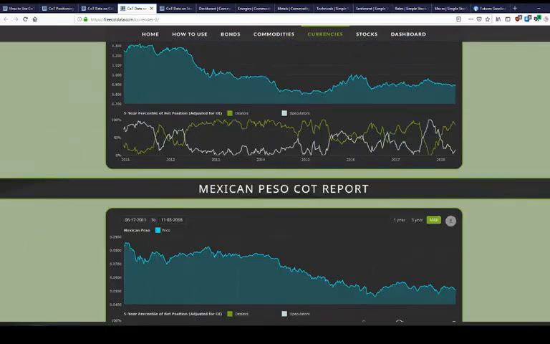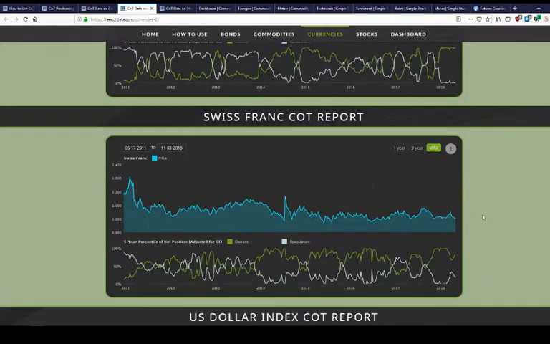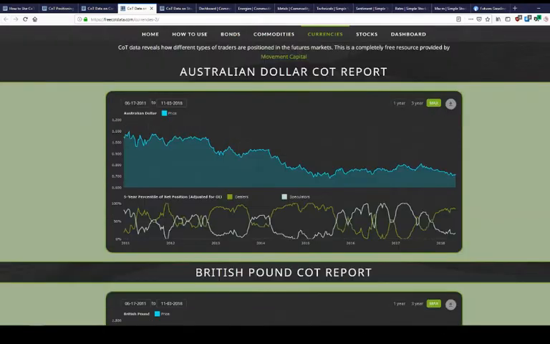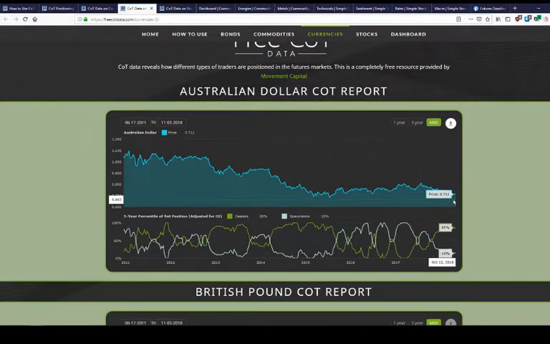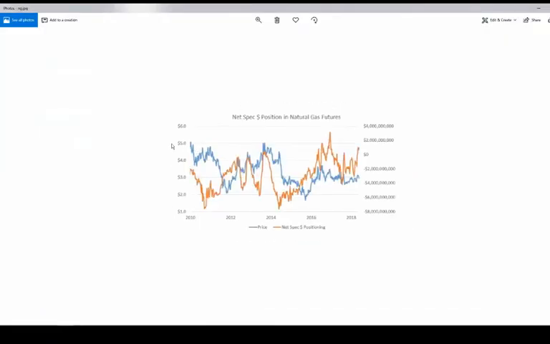So we got Kiwi dollar down here. Position is as short as it's ever been, but price action is starting to flip on them. Swiss franc positioning, specs are leaning short, not extremely so. Then we got Aussie dollar up here, where it's not as extreme as in Kiwi dollar, but I think it's worth paying attention to. And we can zoom in on some of the FX charts. Let's see.